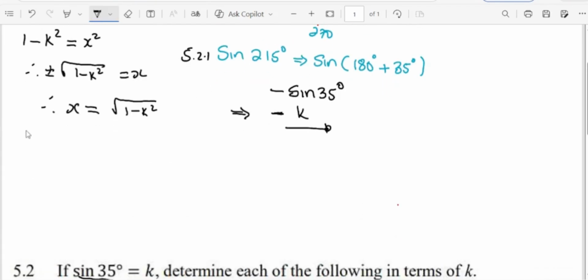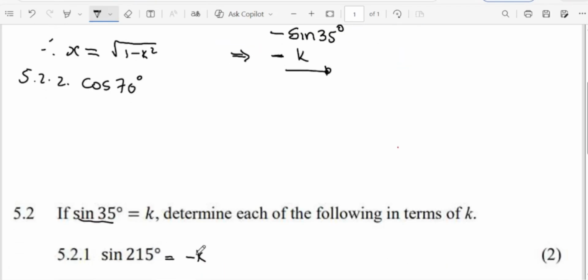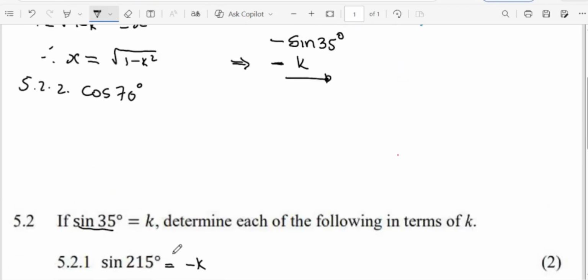Then we're going to answer 5.2.2. So for 5.2, we are looking for the cos of 70 degrees. Look at this problem. I have cos 70 degrees. I know that I can write this as the cos of 2 times 35 degrees. Can you see that this is a double angle?